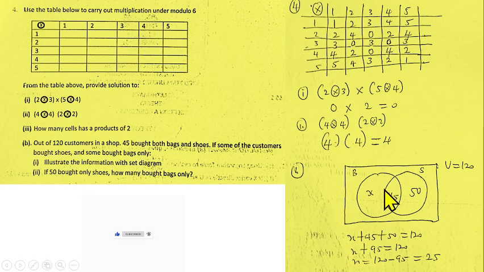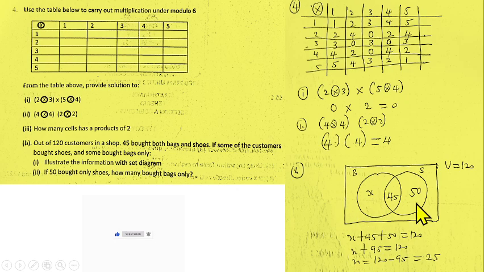For question number 4b, that's from a Venn diagram. Out of 120 customers in a shop, the universal set is 120. 45 bought both bags and shoes, so that means the intersection between bags and shoes is 45. Some bought shoes only and some bought bags only, then illustrate the information with the set diagram, which is this. If 50 bought only shoes, you have 50 here. And how many bought bags only? We don't know the people that bought bags only, so that's what we represent by x.